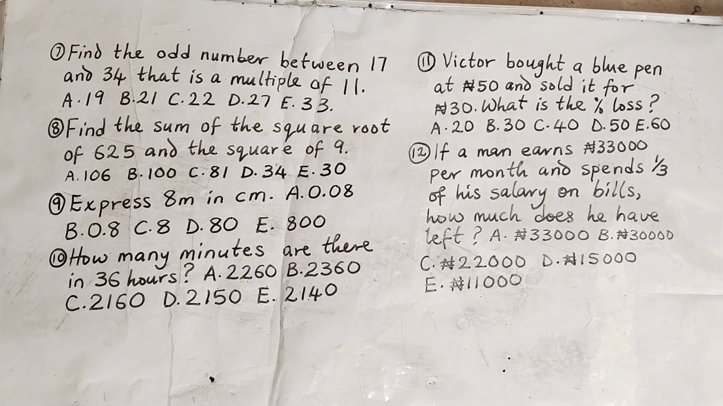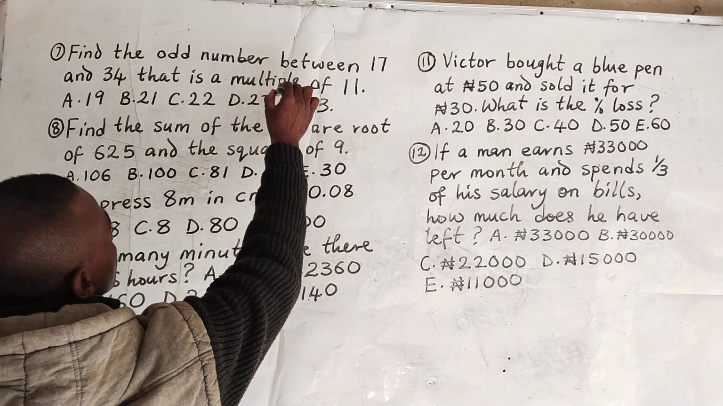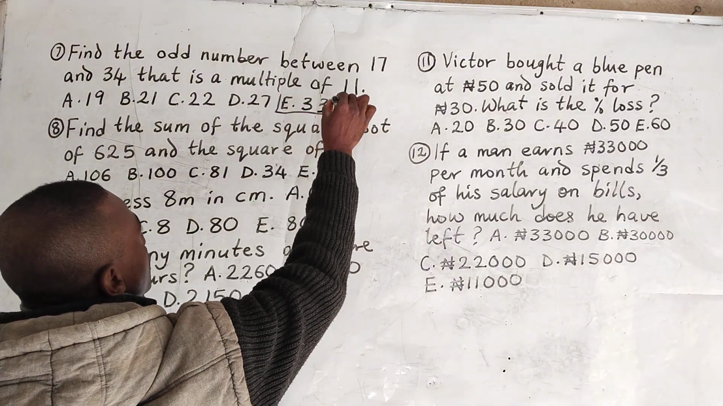11. The ones that are multiple of 11, okay? Remember that they say between 17 and 34. So the multiple of 11 that we have there is 22 and 33. Now, the one that is an odd number is 33. So answer to this question is option E.